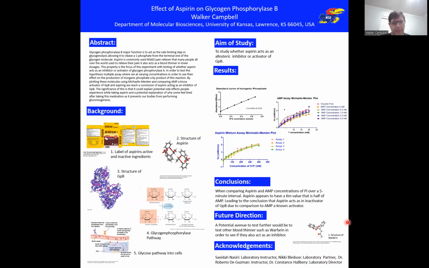The reason I wanted to focus on this is to determine whether aspirin's action as a pain reliever is the part acting as the inhibitor, or whether the aspect of it being a blood thinner is what's acting as an inhibitor for the reaction. That's the major reason why I would want to further look at warfarin's ability and whether or not it acts as an activator or inhibitor.